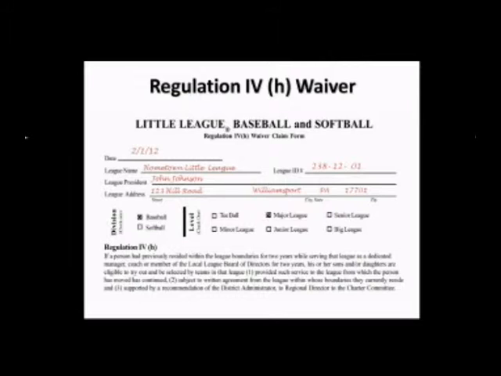Next on this section of the form, you will see an area to select whether the player will be participating in the baseball or softball division of play. Please select the appropriate division and then select the level of play at which the player will be participating. You will also find on the top part of the Regulation 4H form the complete definition of Regulation 4H, which must be met in order for a player to be claimed under this waiver.